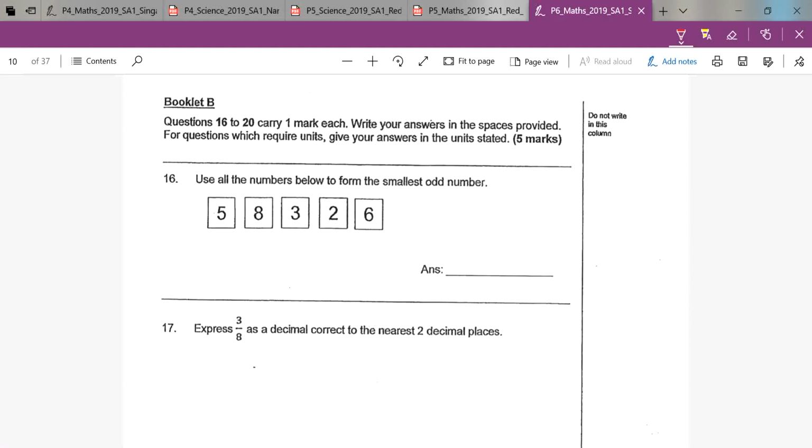This question: use all the numbers below to form the smallest odd number. Smallest odd number, so go and find the biggest odd number first. In this case, 5 is the biggest odd number, and put it at the end. 5 is going to be the last number. Then, because you want the smallest number, you just use the smallest digit available, which is 2, followed by the smallest digit, which is 3, followed by the other smallest digit, which is 6, followed by the next smallest digit, which is 8. So your answer should be 2, 3, 6, 8, 5.